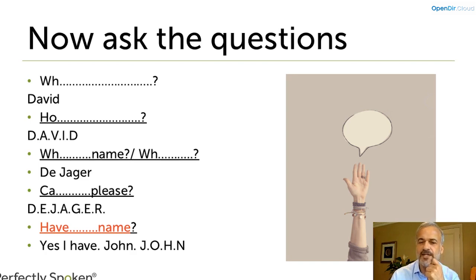Okay, so let's revise the questions again. So the first one will be, what's your name? David. How do you spell that? D-A-V-I-D. What's your last name, or what's your surname? Diego. Can you spell that, please? D-E-J-A-G-E-R. Have you got a middle name? Yes, I have. John.